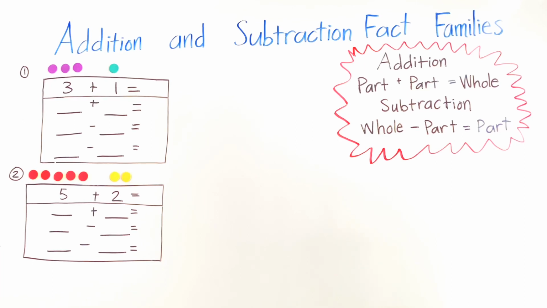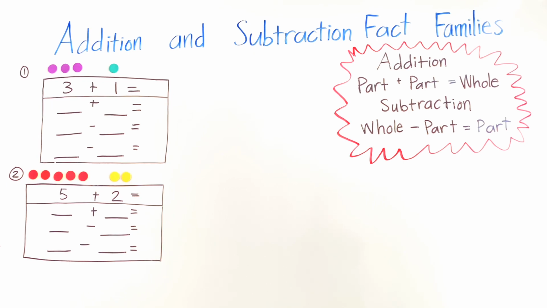In today's video, we're going to be working on addition and subtraction fact families. On the right hand side, you can see it says for addition, you're going to do part plus part equals a whole. And then when we're doing subtraction, we always have to use whole minus part equals part.